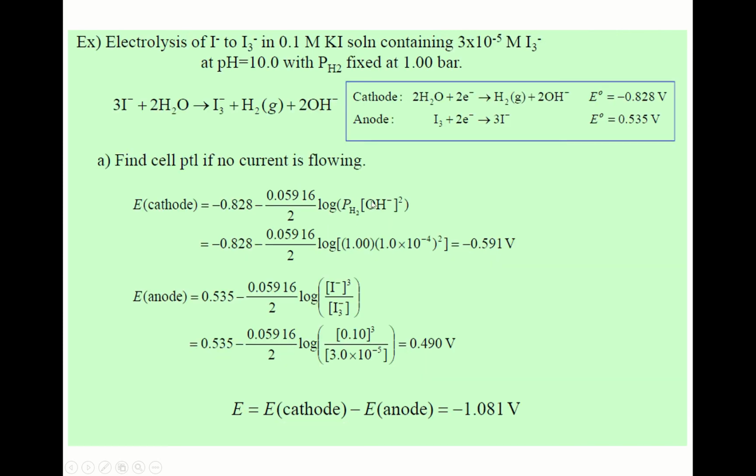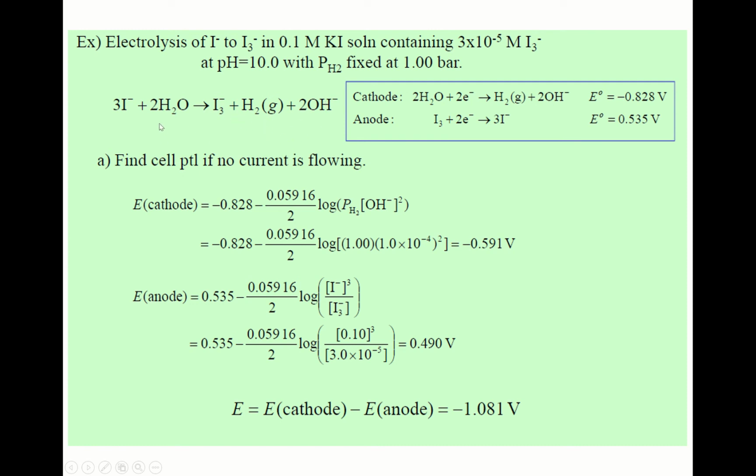Okay, here is an example. Yeah, electrolysis of iodide to triiodide. This is oxidation, okay, in 0.1 molar potassium iodide solution containing 3 times 10 to the minus 5 molar triiodide at pH 10 with hydrogen gas pressure at 1 bar. Okay, what is the reaction? Chemical reaction. Iodide is oxidized to triiodide to give rise to this one, and as a result, hydrogen gas and hydroxide ions are formed.